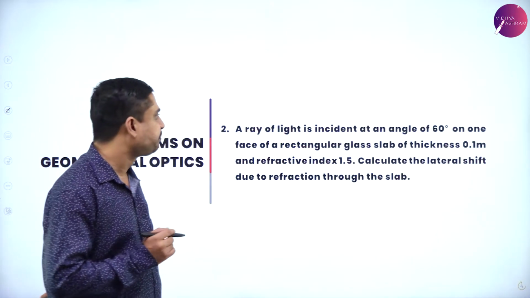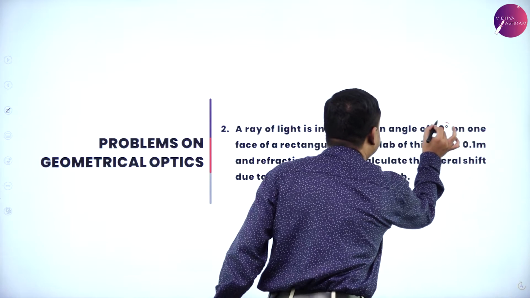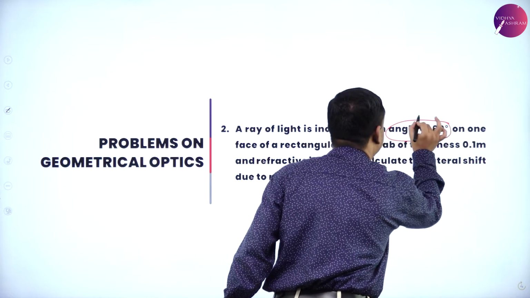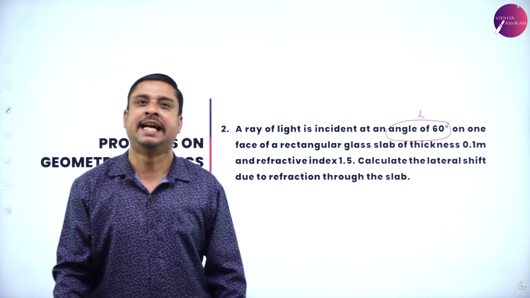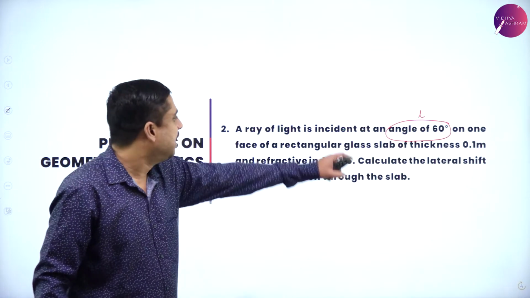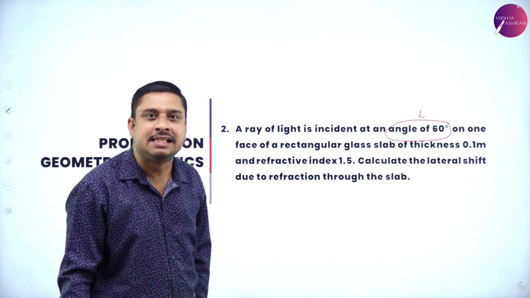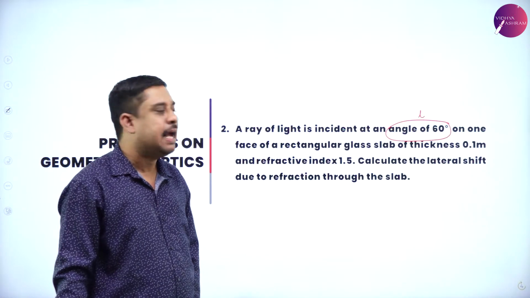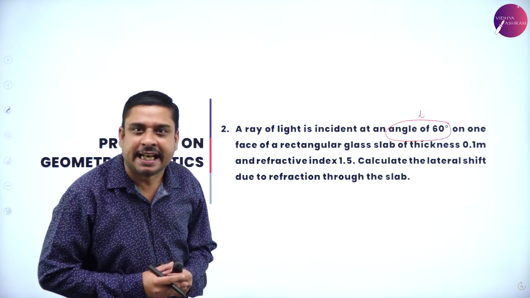Next one. A ray of light incident at an angle of 60 degrees. Ray of light is incident at an angle of 60 degrees.